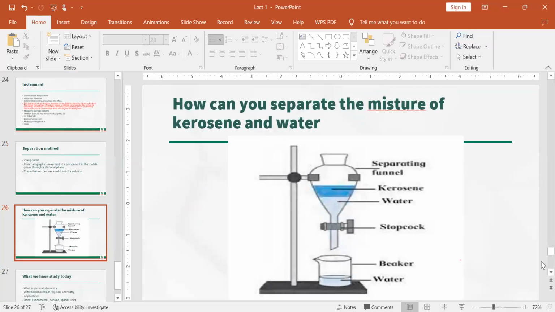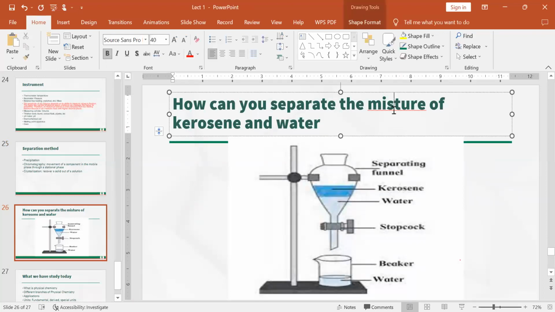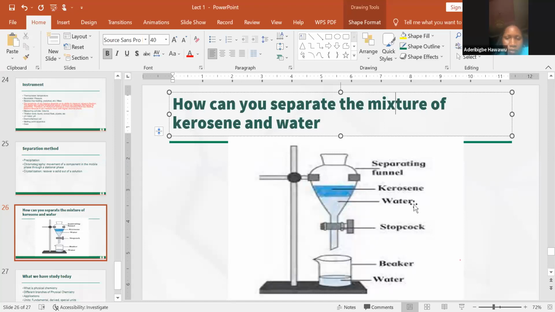So how can you separate a mixture of kerosene and water? You can use what we call a separation funnel. Why? Because one of them will float on top and the other one will be below. It is very good if one of them is colored. When you put them in the separation funnel, you allow it to stand for a long time. When you tap, you will get one layer, while the other layer remains in the separation funnel.